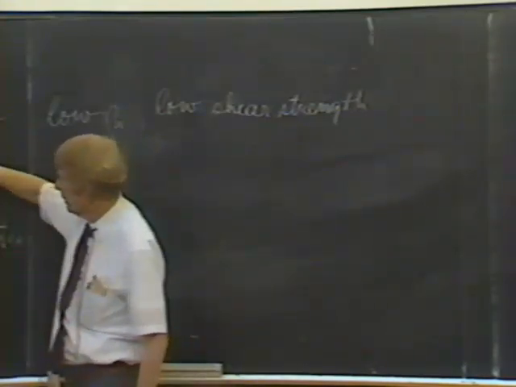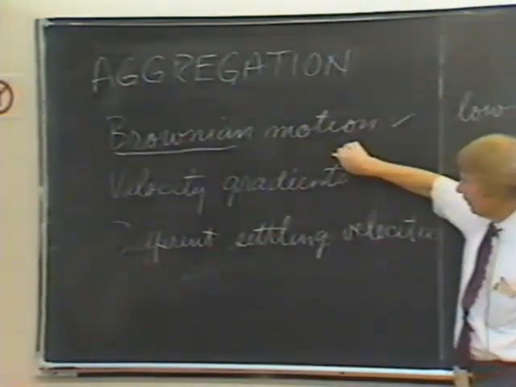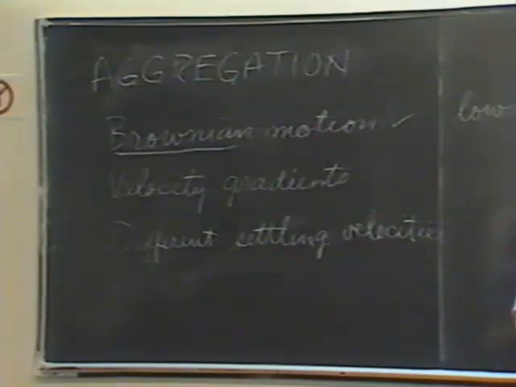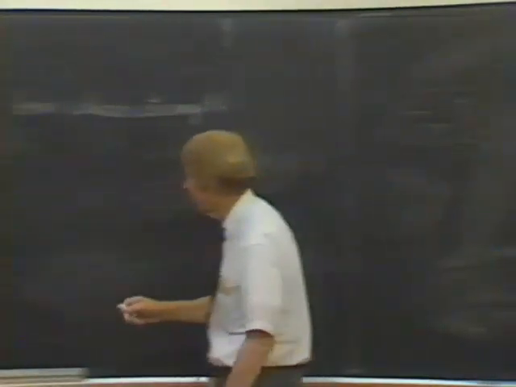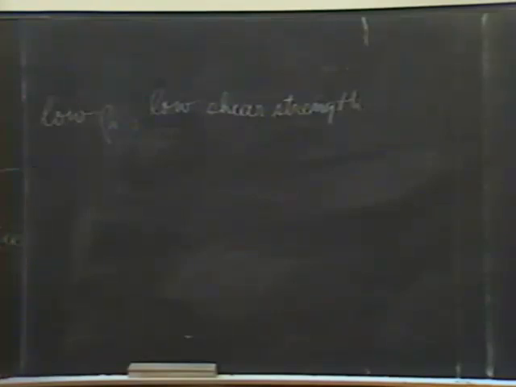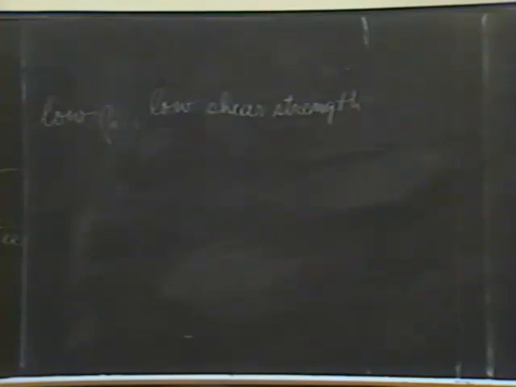A better way to say it is Brownian motion goes on all the time. You know, there's no way to stop it. But it only becomes important when the concentration is high enough so that its rate of aggregation is appreciable. Okay, now for the next few minutes, I'd like to talk about velocity gradient aggregation. This isn't nearly as complicated as Brownian motion.